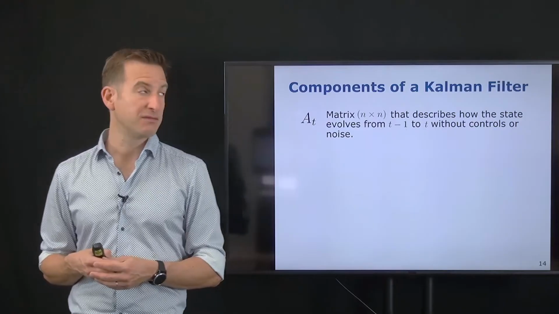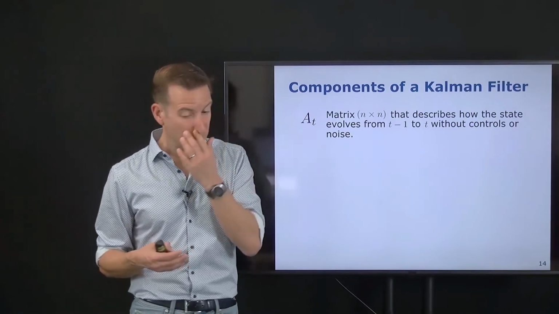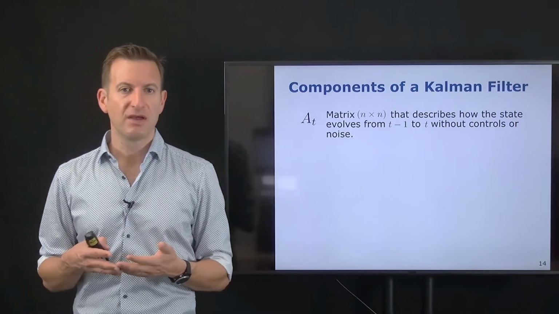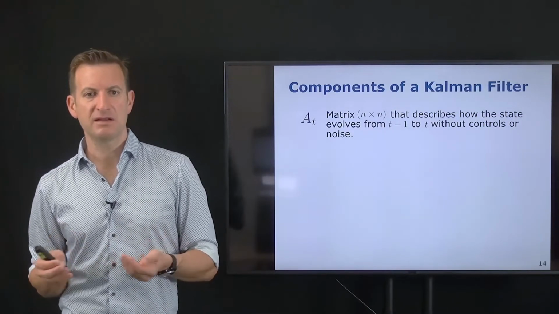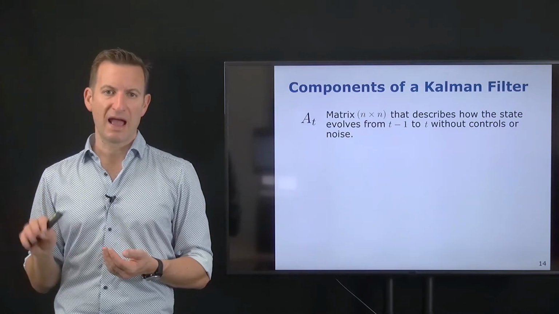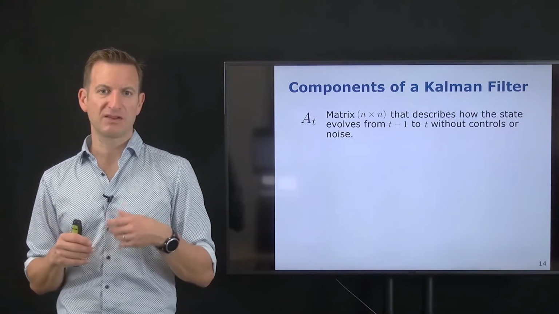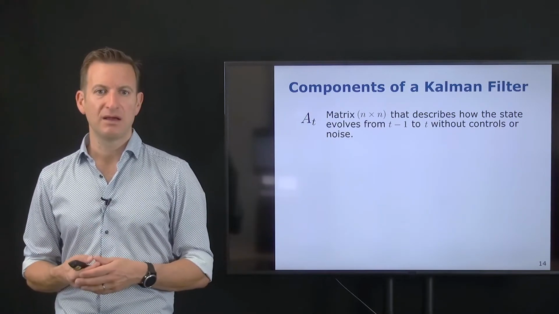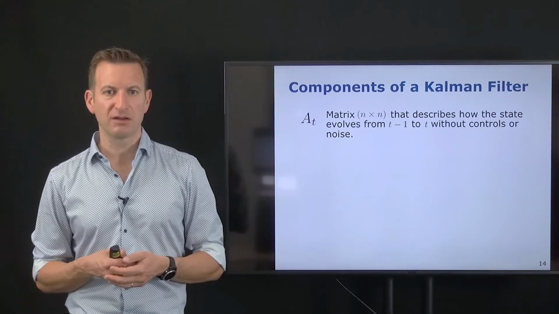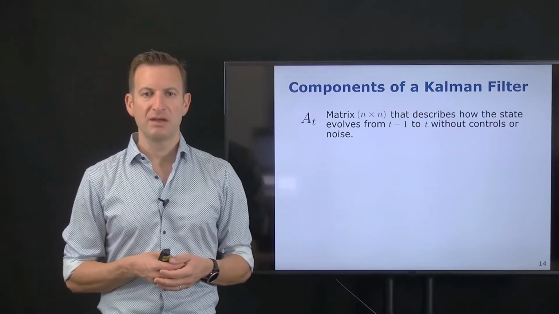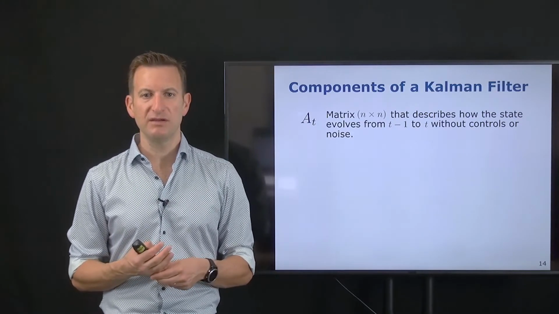But I may have a reason that this is not an identity matrix, that the state evolves even if I don't do anything. If you think, for example, about a vehicle you're driving and you're pushing the gas pedal, and even if you don't push the gas pedal, you still have some remaining, let's say, constant velocity, which changes the state, the position of your vehicle over time. So this information may then be encoded in your matrix A_t.